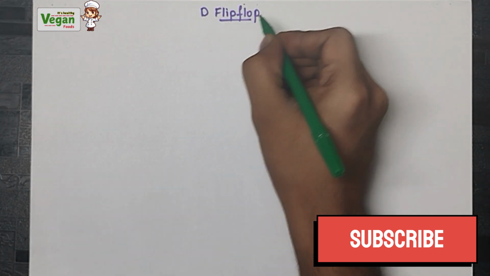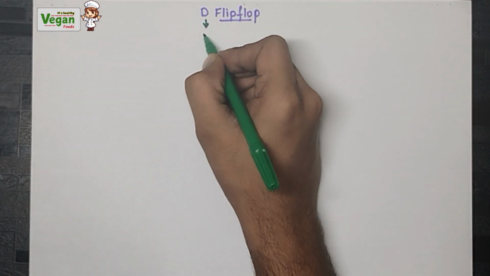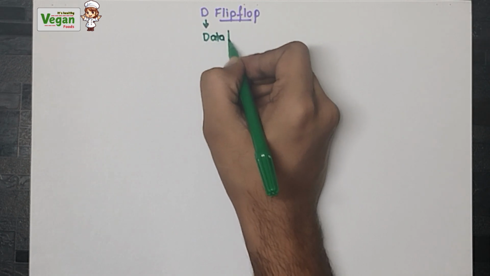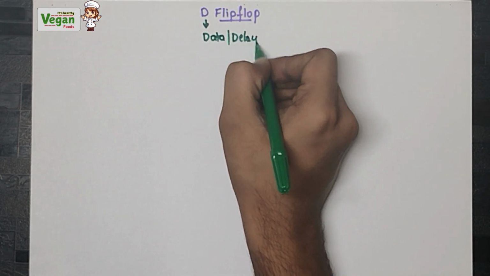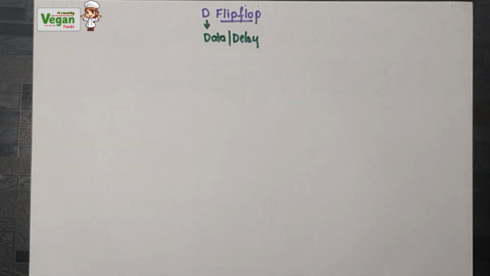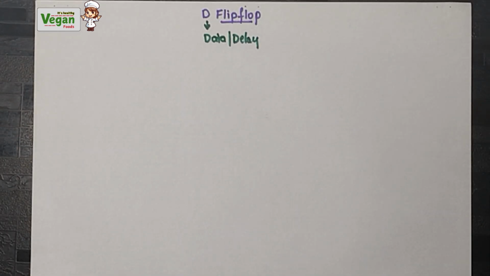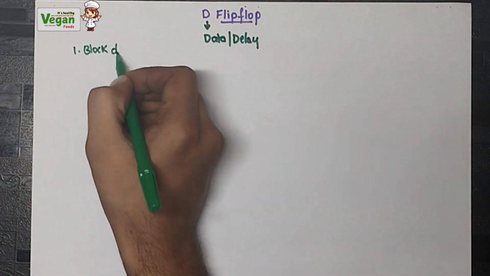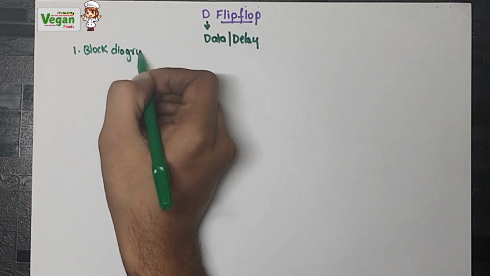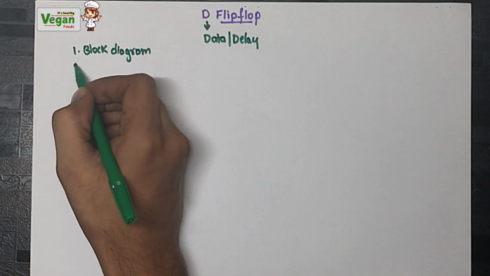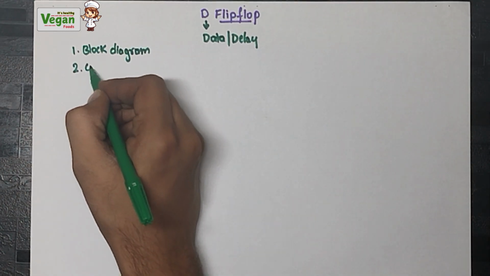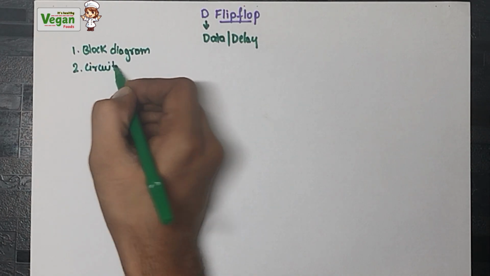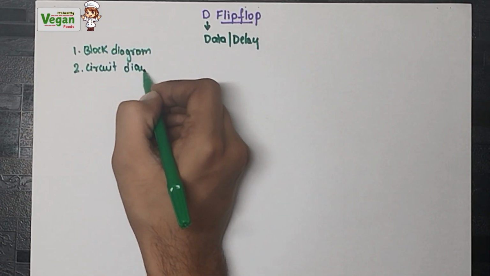D flip-flop means the D represents data or delay flip-flop. To get full marks in a D flip-flop question, we will follow 5 steps. The first one is the block diagram. Using this block diagram, the second step is to draw the circuit diagram. Using the block diagram, we will draw the circuit diagram.